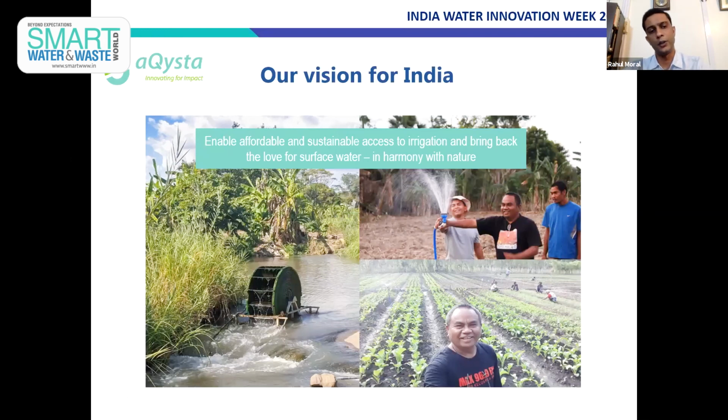Our vision in India is to enable affordable and sustainable access to irrigation and bring back the love for surface water, in harmony with nature. One of the main problems that we wish to address is to stop the overexploitation of groundwater and bring back the usage of surface water. There are a lot of areas in the country where there are farms next to water sources, but the farmers have a problem getting water from that source to their farms. So this product aims to address that. Next slide, please.